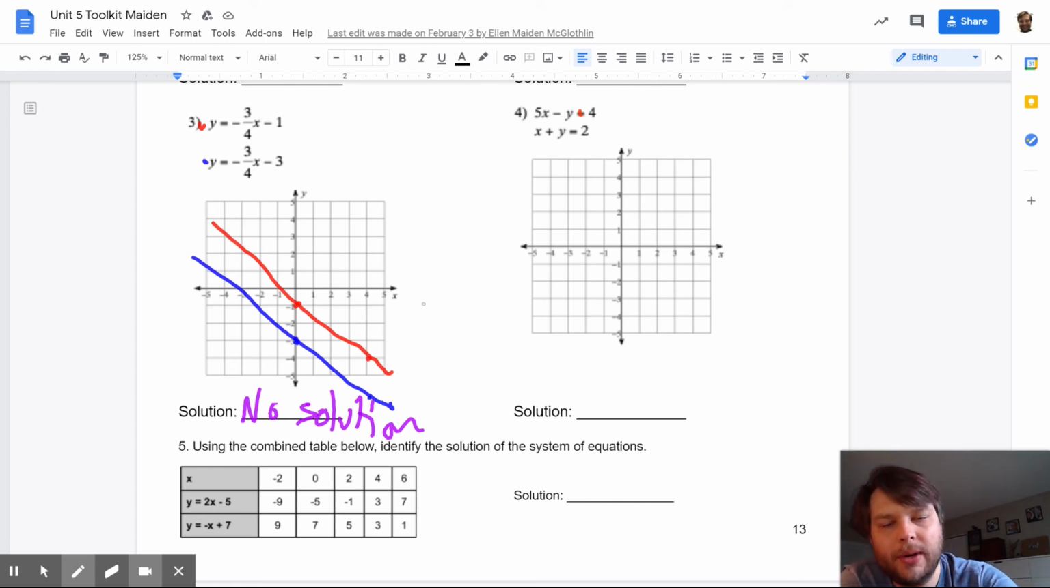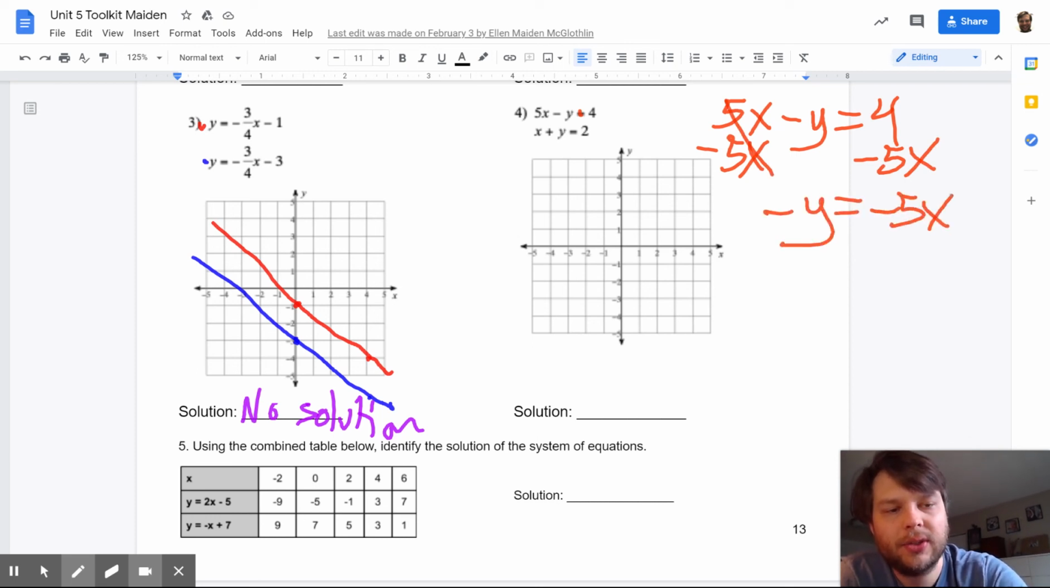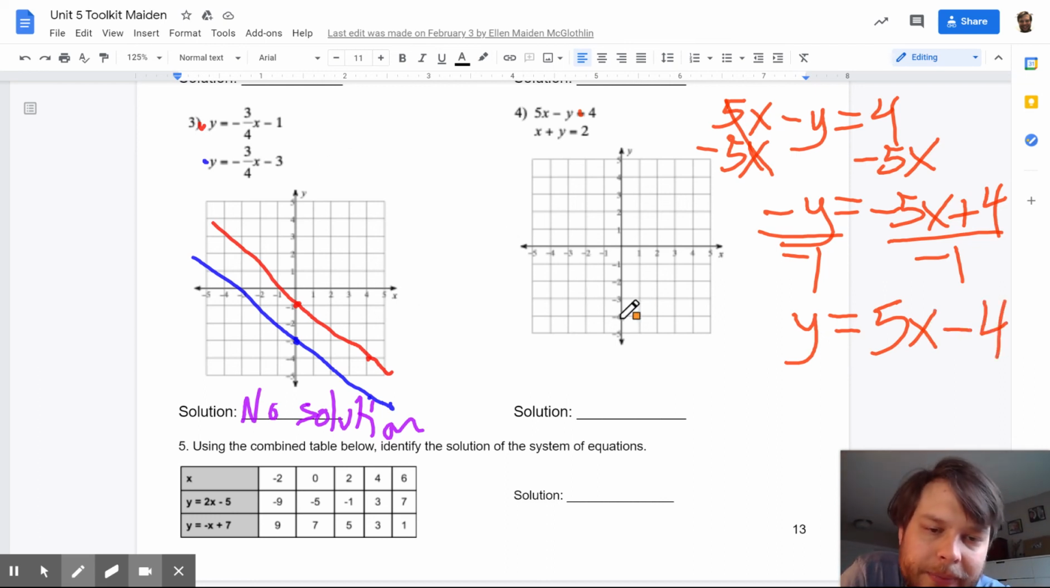If I want to make this top equation into mx plus b, that means that I want to get the letter y by itself. So how can I get the letter y by itself? Let's move 5x to the other side. So now I have -y equals -5x plus 4. So we're really close to mx plus b. We just have a negative. So if you divide by -1 or multiply by -1, two negatives make a positive. So you have a positive y equals positive 5x and then -4. We know how to graph that.